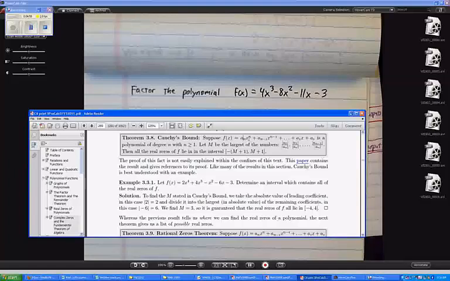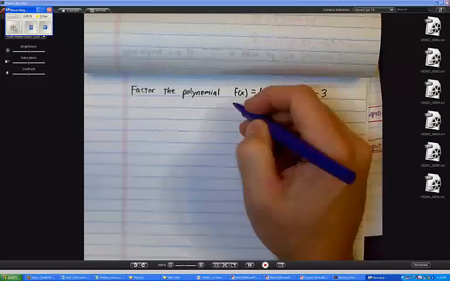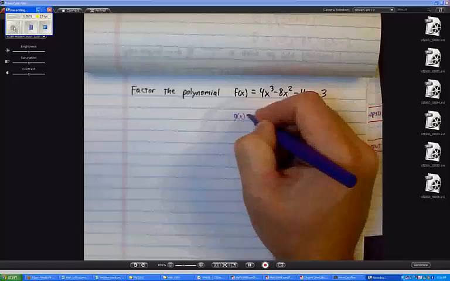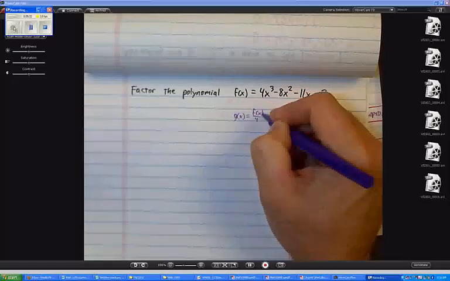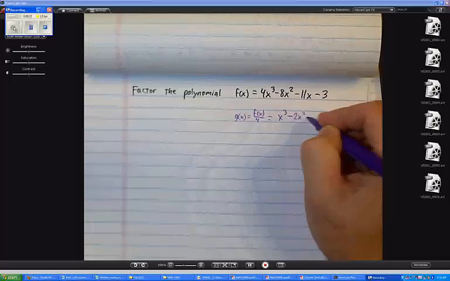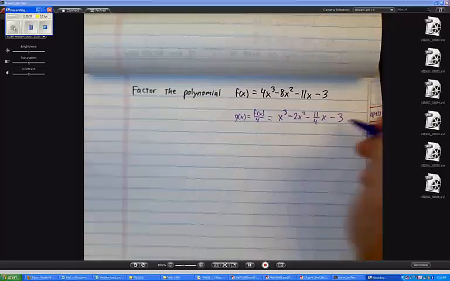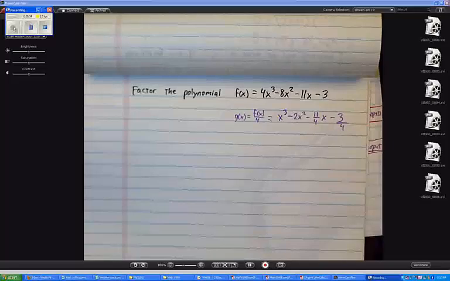So I'm going to be dividing a0 by a to the n, a1 by a to the n, a2 by a to the n. And the reason for this, I could think of this polynomial g of x as f of x divided by 4. And it's x cubed minus 2x squared minus 11/4 x minus 3/4. I divided everything by 4.